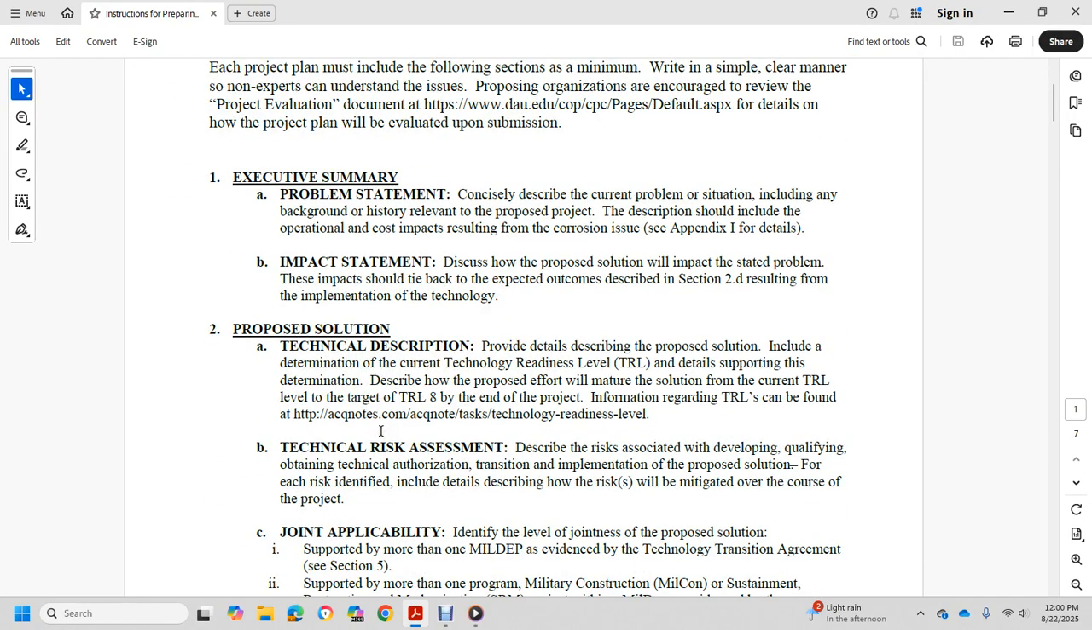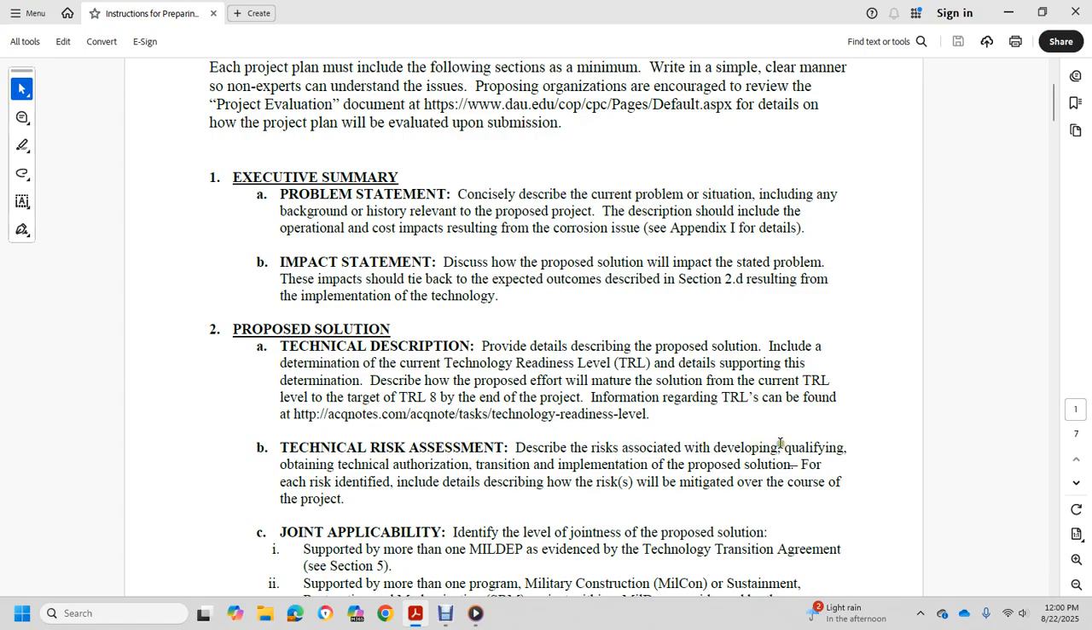Proposed solution. Technical description providing details describing the proposed solution, including the determination of the current technology readiness level. Details supporting the demonstrator should describe how the proposed effort will mature the solution in terms of technology readiness level. The target is a technology readiness level of 8 by the end of the project. Information regarding technology readiness levels can be found on acqnotes.com.